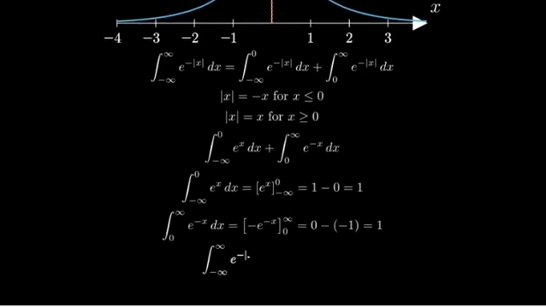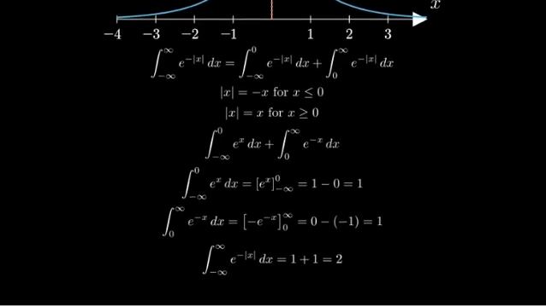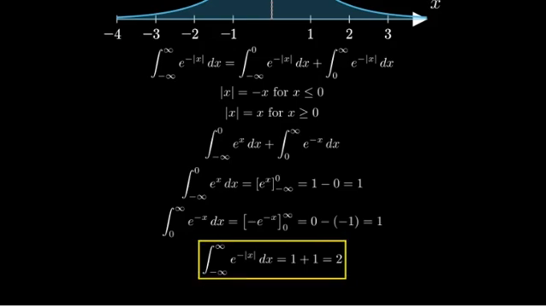Finally, we add our results together. 1 plus 1 equals 2. This represents the total area under the curve of e to the negative absolute value of x. Therefore, the integral of e to the negative absolute value of x from negative infinity to infinity equals 2.